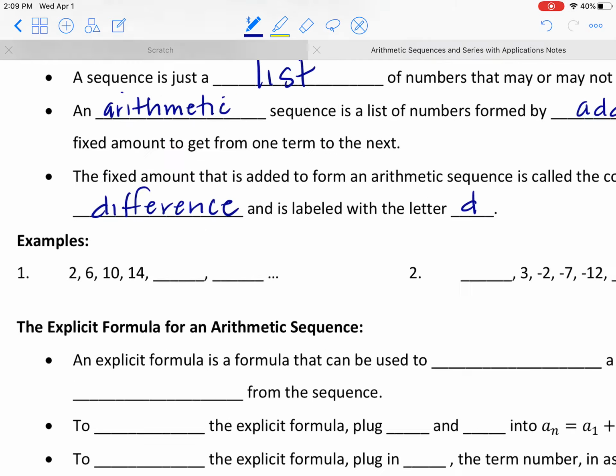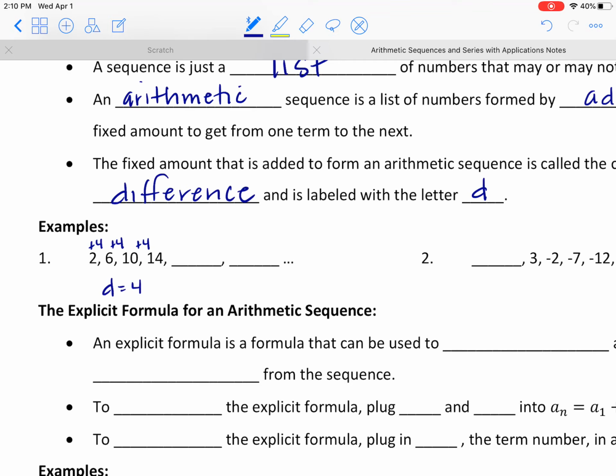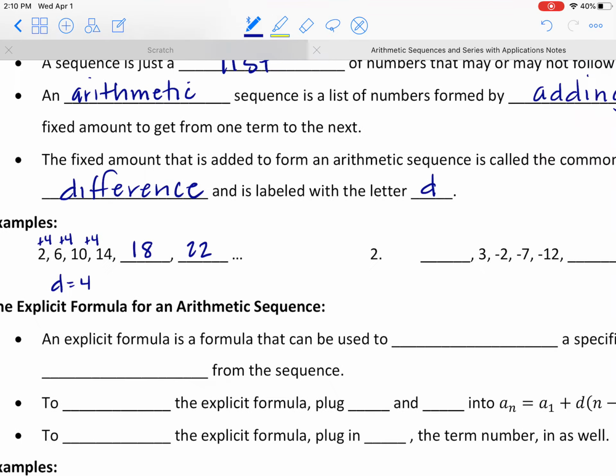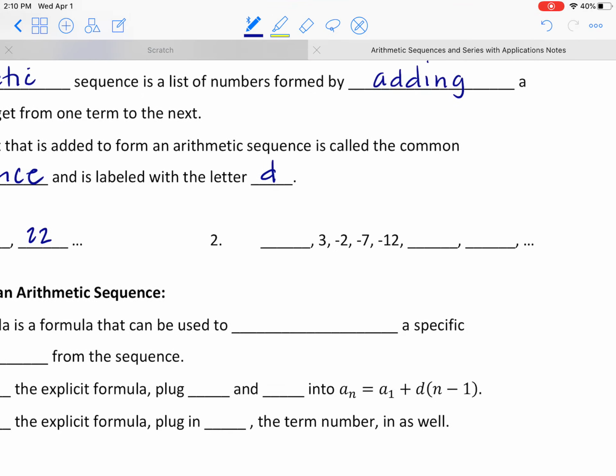So for example, in number 1, we have a list of numbers here, so it's a sequence, and there's a pattern in the sequence. We can see to get from 2 to 6 we're adding 4, to get from 6 to 10 we're adding 4, to get from 10 to 14 we're adding 4. So we would say that this is an arithmetic sequence because there is a common difference of 4 to get from one term to the next. So if I continued to add 4, 14 plus 4 would make 18 the next term, and then 18 plus 4 would make 22 the next term, and we can continue using that same pattern.